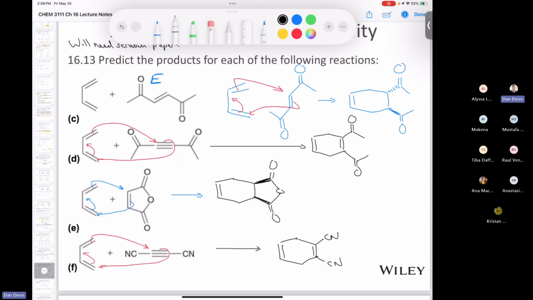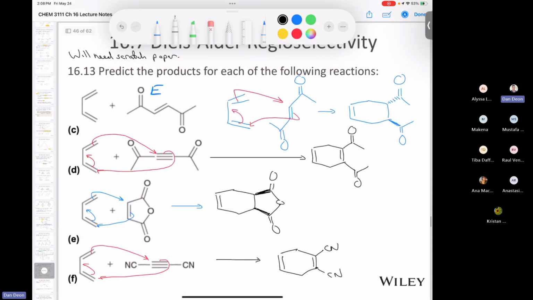There you go. So that's kind of your introduction to drawing Diels-Alder mechanisms with dienophiles, whether they have double bonds or triple bonds, and then whether the double bonds are locked in a trans or E conformation like in C, or if they're locked in a cis conformation like in E.